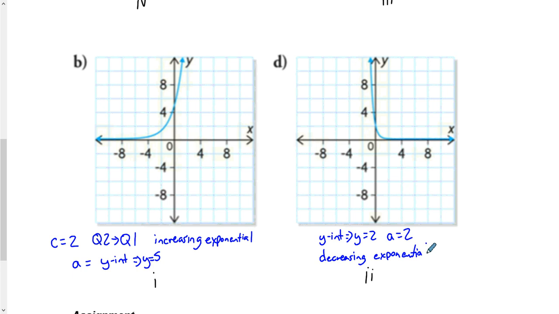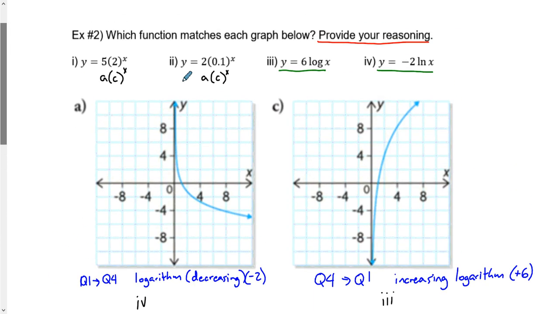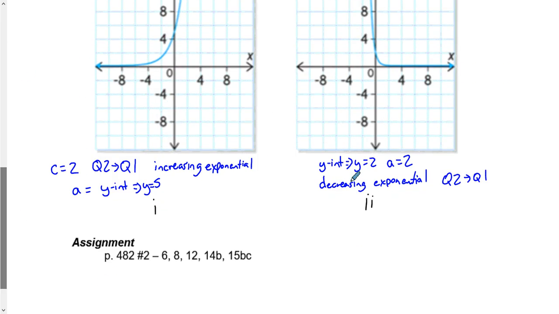How do we know it's an exponential? It's going from quadrant 2 to quadrant 1. How do we match that equation to a decreasing exponential? Because our base of c is 0.1. Go have fun.